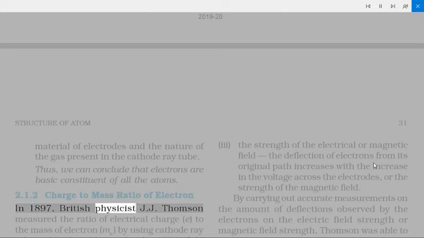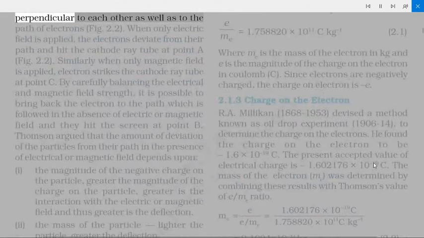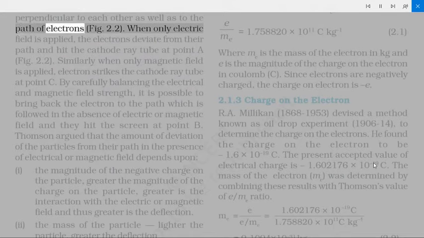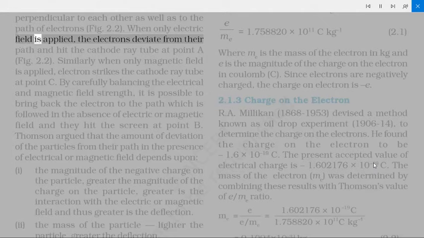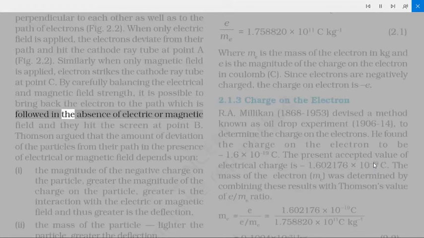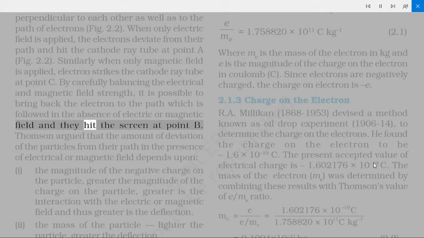In 1897, British physicist J.J. Thomson measured the ratio of electrical charge, e, to the mass of electron, me, by using a cathode ray tube and applying electrical and magnetic fields perpendicular to each other as well as to the path of electrons, Fig 2.2. When only an electric field is applied, the electrons deviate from their path and hit the cathode ray tube at point A. Similarly, when only a magnetic field is applied, the electron strikes the tube at point C. By carefully balancing the electrical and magnetic field strengths, it is possible to bring the electron back to the path followed in the absence of electric or magnetic field, and they hit the screen at point B.